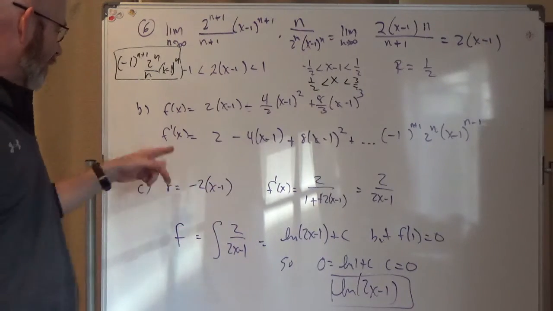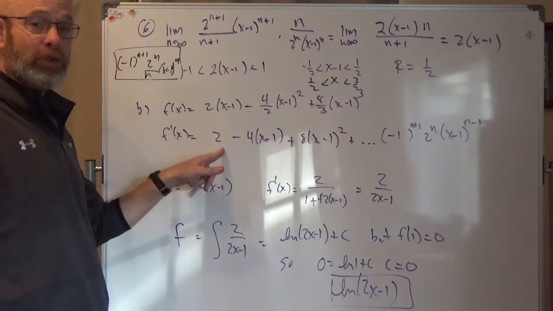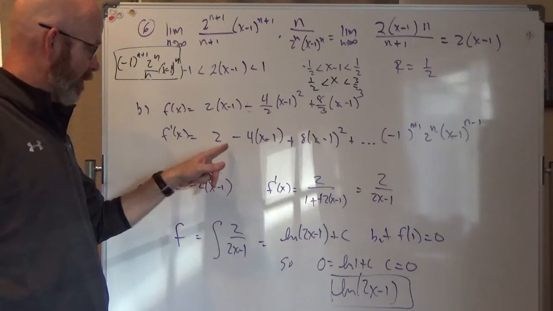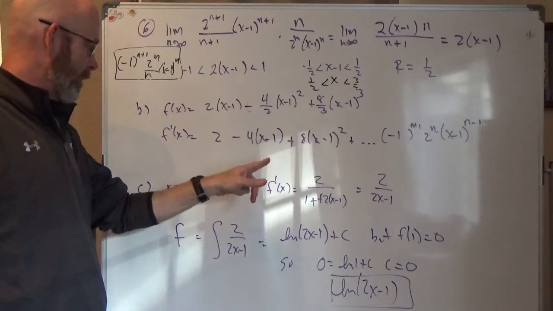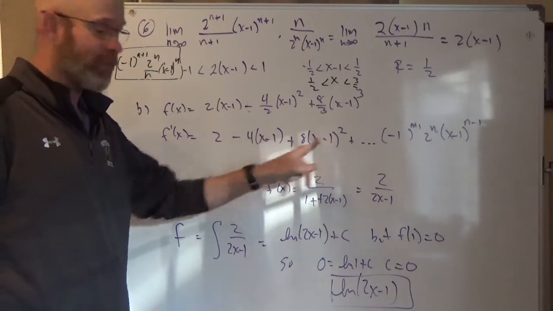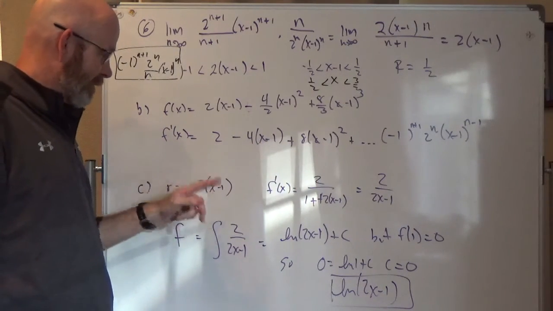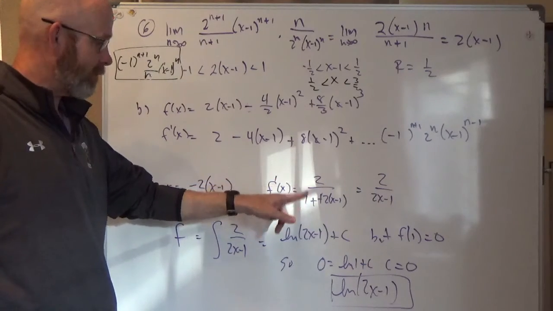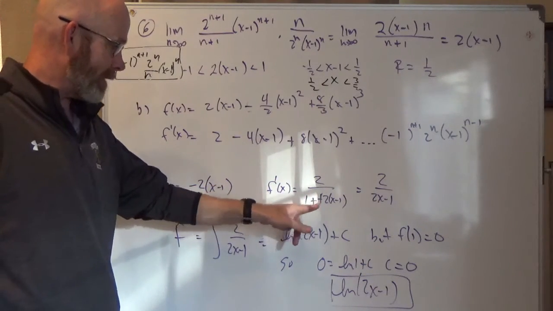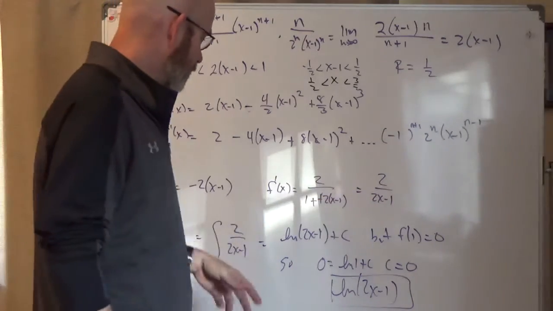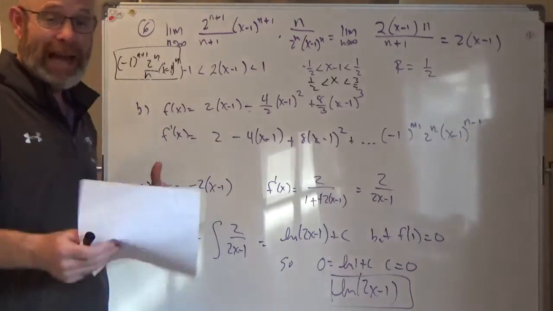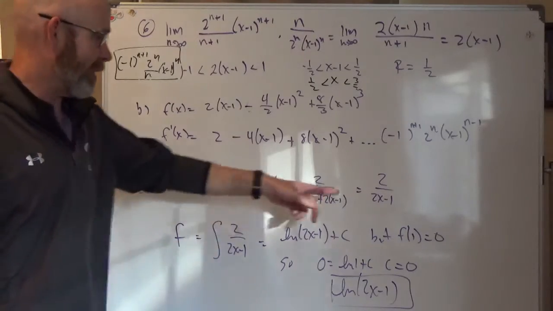So the first thing I did is, okay, this is a geometric series. It's got a first term of 2. And notice we're multiplying by a -2 and an x minus 1 each time. So the common ratio is -2 times x minus 1. So it's the first term, 2, over 1 minus the common ratio. And I just did a little simplifying, and I got 2 over 2x minus 1. So that's f prime.